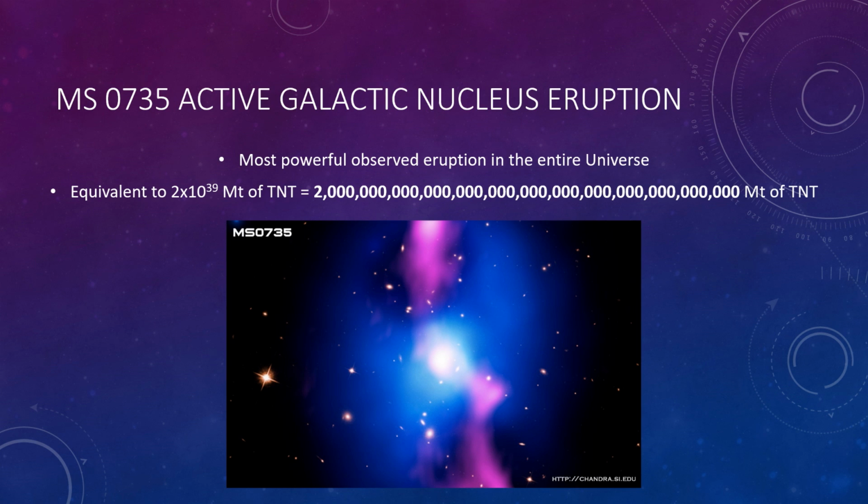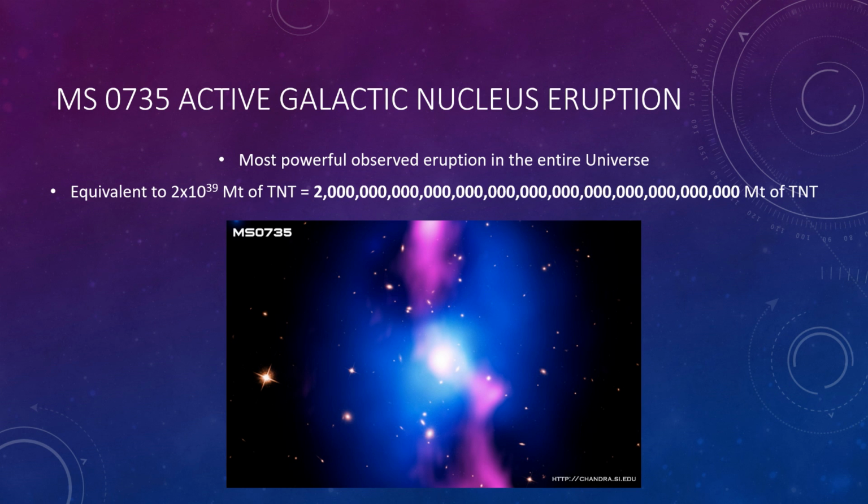Well, this is equal to 2 times 10 raised to the 39 megatons of TNT. So that's 2 followed by 39 zeros. And that's still megatons. So that's 2 times 10 to the 39 million tons. So, it's a little powerful, but that's a number we can't even comprehend.